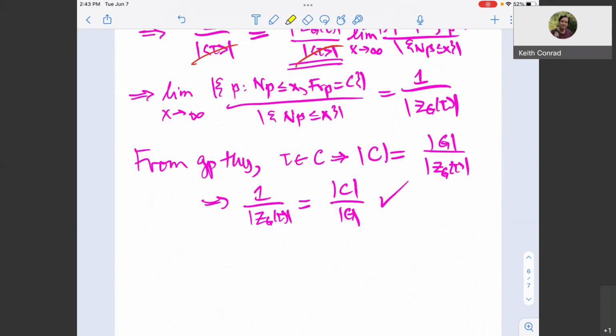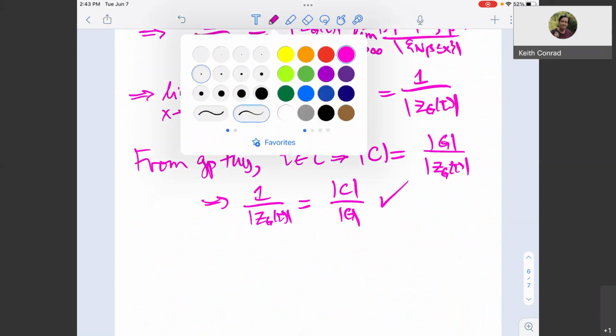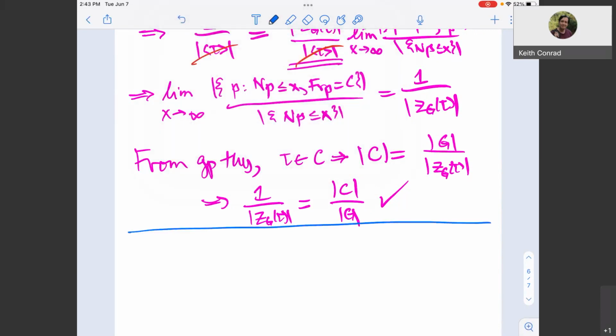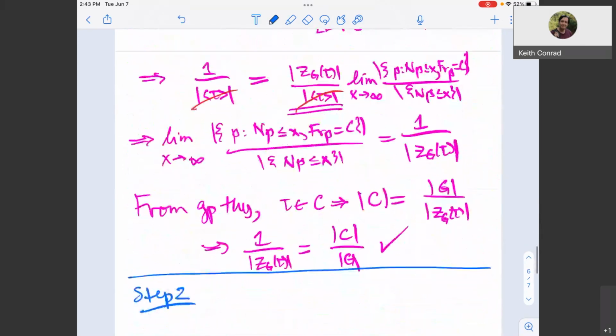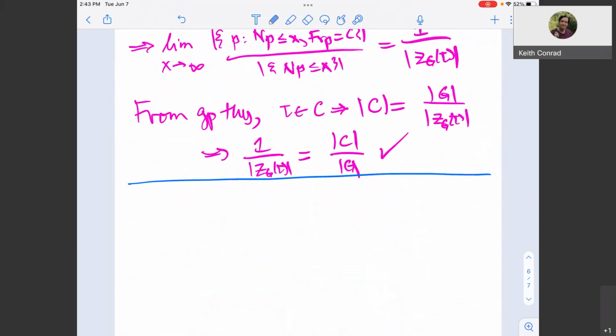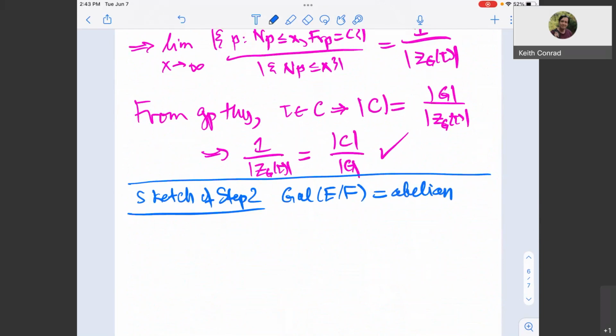So now we have to discuss how you prove the Chebotarev density theorem in the case of an abelian, or really cyclic, extension, which is all we care about. So we had step 1. That was a sketch of step 1, and now we have a sketch of step 2. So now we have an abelian extension. I really only care about the cyclic case, but I'm going to phrase it in the abelian case because there's really nothing gained by just focusing on cyclic groups. But being abelian is definitely helpful.